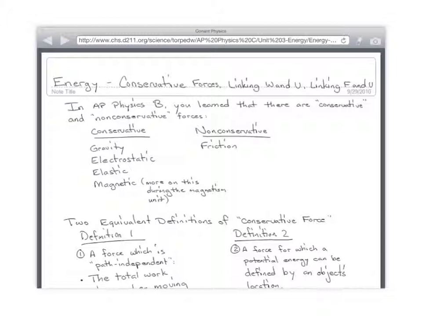What if instead of walking along that path, I started here and I went straight there? All right, here we go. Going this way, going this way, going there. Close enough. So how much work did that force do on me? 7. Okay, so that did negative 7 joules. So did the path matter?